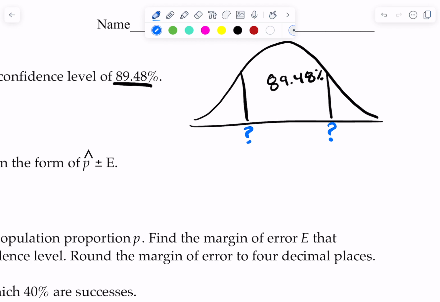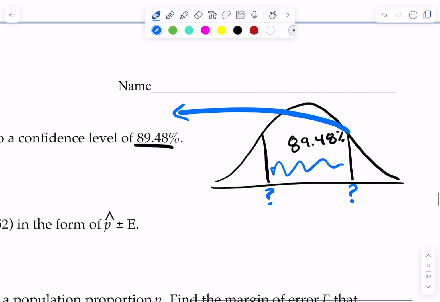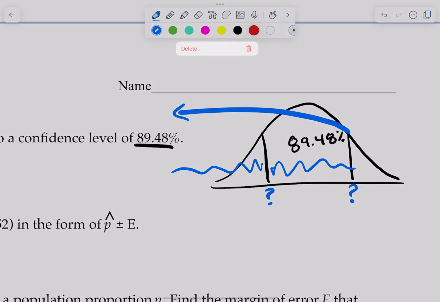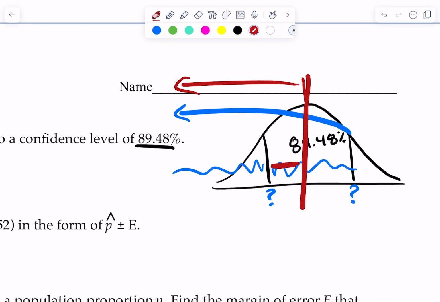Now, a Z score, if I look it up on the chart, reads from here back. But 89 is not the whole way. It's only from here to here. So how do I figure out what this little bit is? From here back is 50%, but what's from here to here? Divide that in 2. What's 89.48 divided by 2? 44.74%.